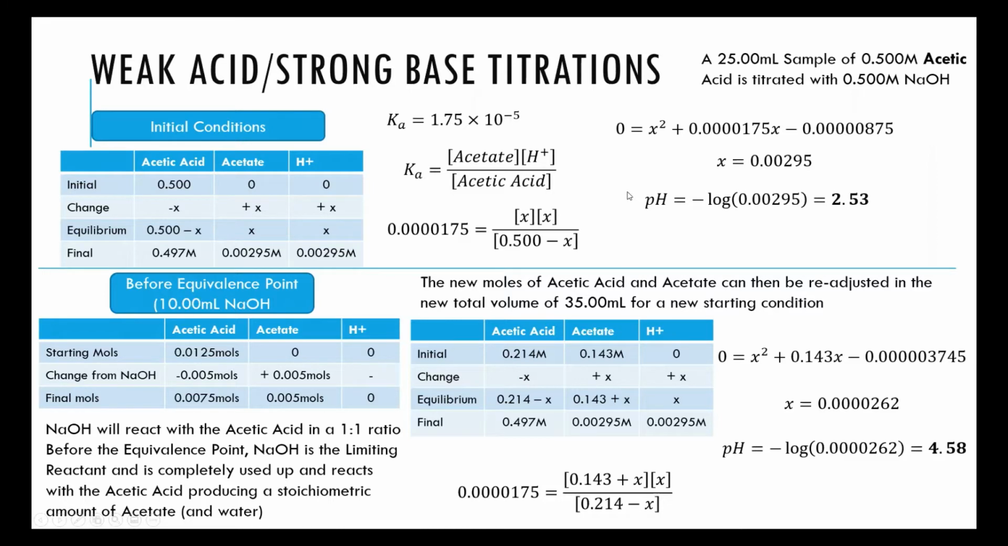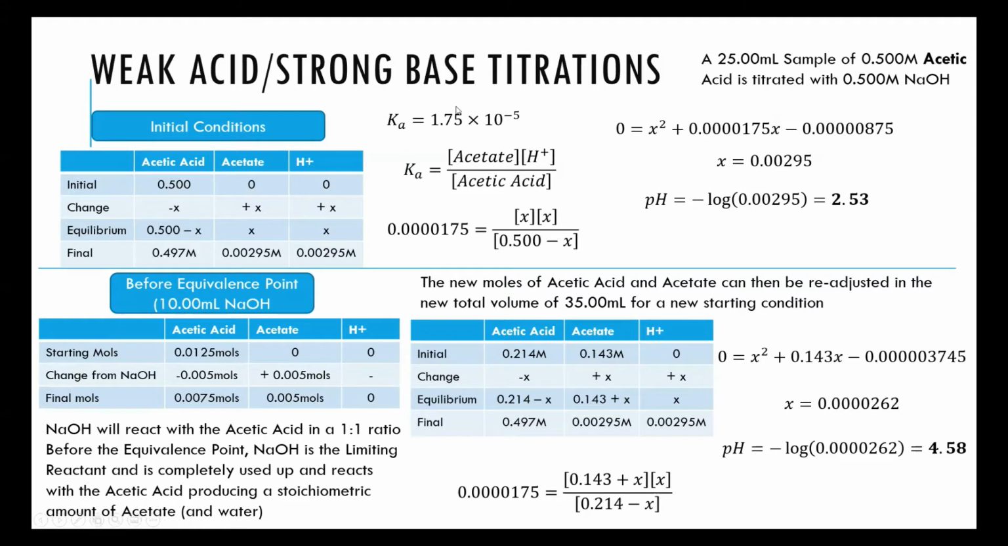The sequence, though, of obtaining the different values is the same. You're looking at what are the initial conditions before any base is added. How would you find the pH before the equivalence point, at the equivalence point, and then after the equivalence point? The initial conditions are just looking at what is the pH of a weak acid solution. And you've already worked on these sorts of problems.